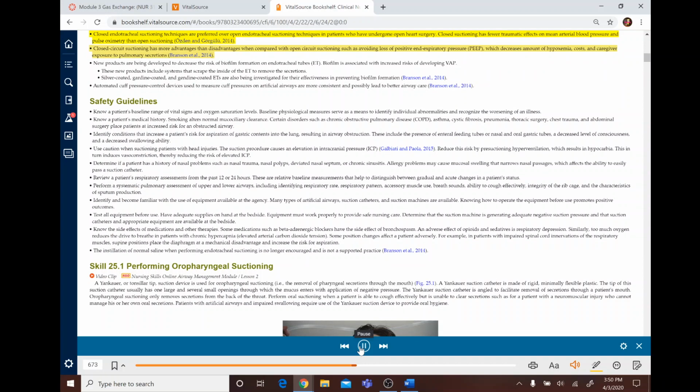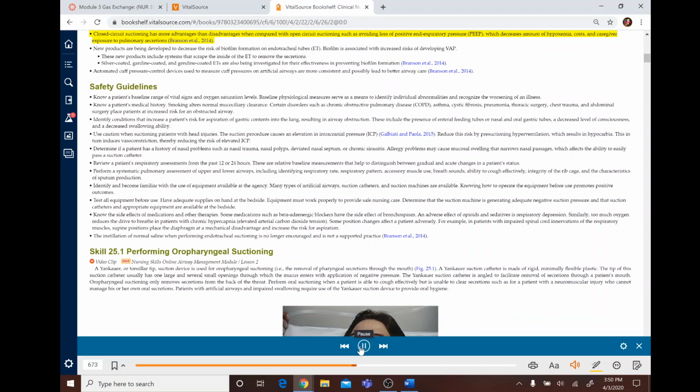Closed endotracheal suctioning techniques are preferred over open endotracheal suctioning techniques in patients who have undergone open heart surgery. Closed suctioning has fewer traumatic effects on mean arterial blood pressure and pulse oximetry than open suctioning, Austin and Guglielmo, 2014. Closed circuit suctioning has more advantages than disadvantages when compared with open circuit suctioning, such as avoiding loss of positive end expiratory pressure, PEEP, which decreases the amount of hypoxemia, costs, and caregiver exposure to pulmonary secretions.